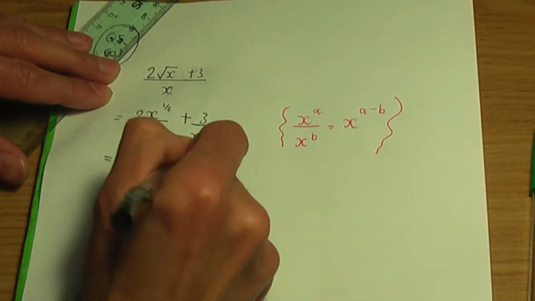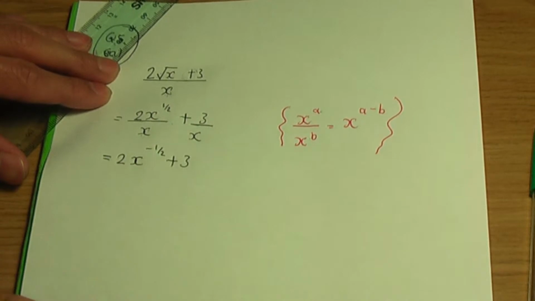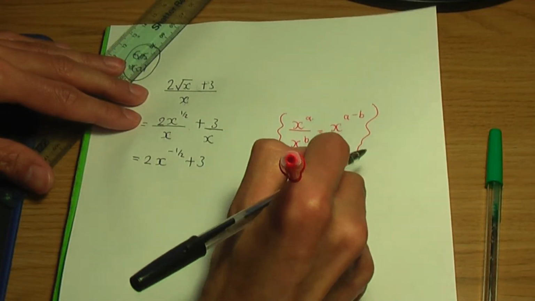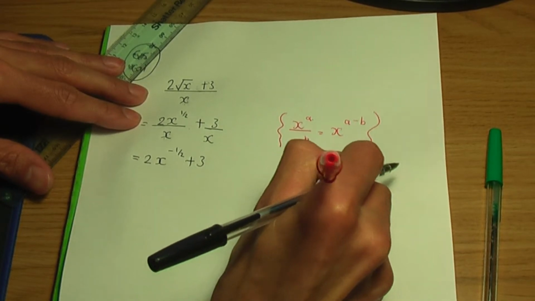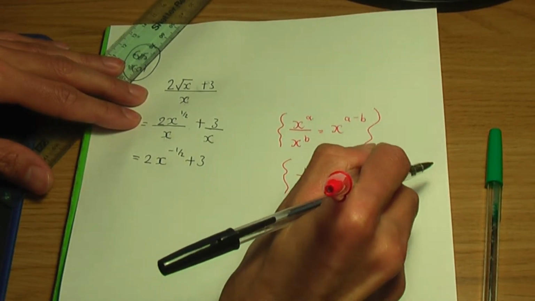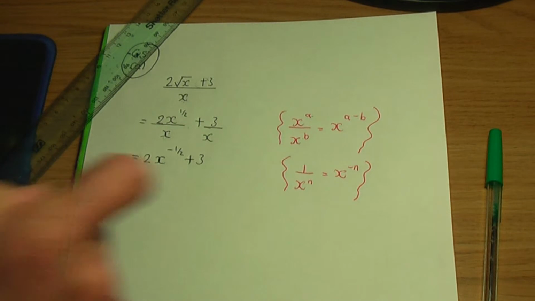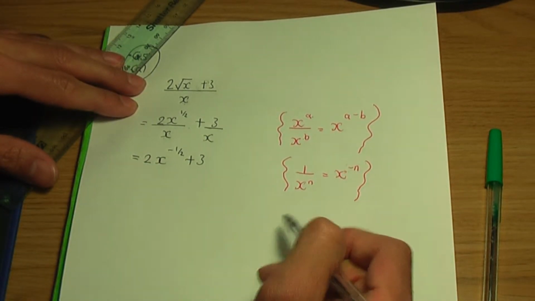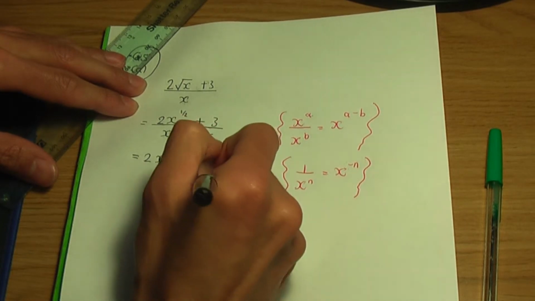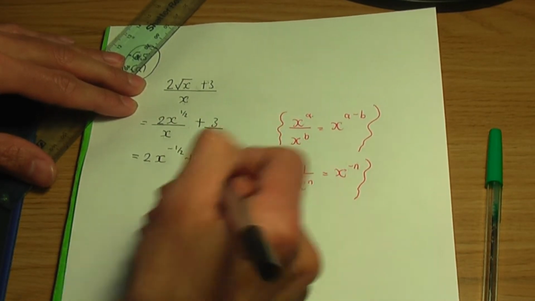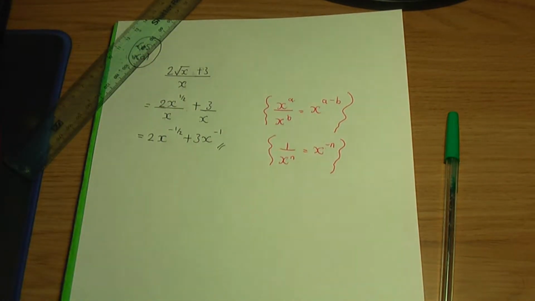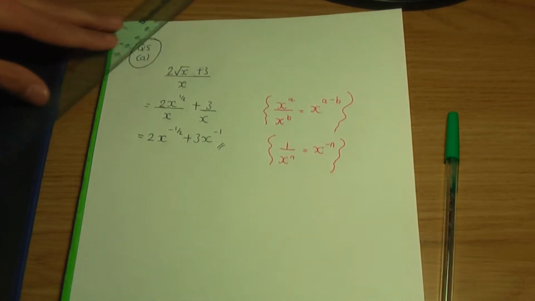Plus, so a plus. Let me leave the 3 as it is. And remember, 1 over x to the power of n is the same as x to the minus n. So if you bring any term up, the sign of the power is going to change. So 1 over x is x to the power minus 1. So this should be the solution to the very first part, part A.